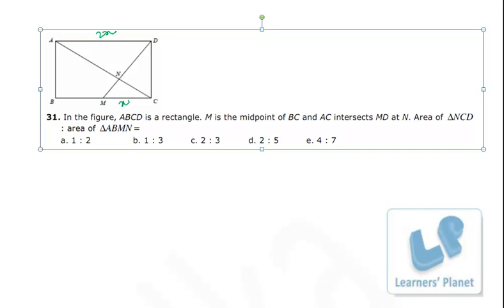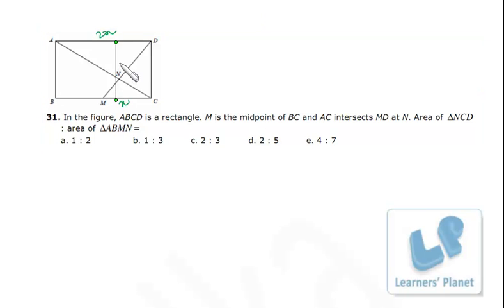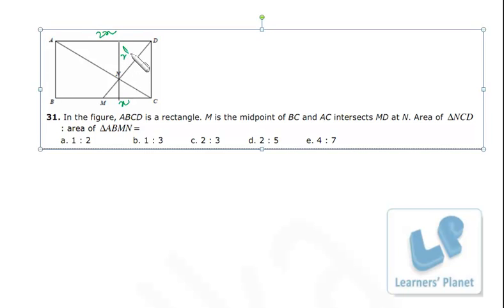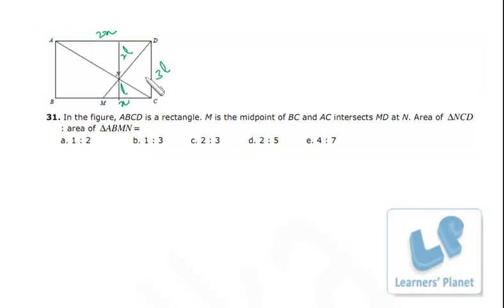Now what I do is draw a line passing through N. See, this triangle is similar to this triangle, so the altitude will also be in the same ratio. So if it is 2L, this has to be L. So the total length is 3L.